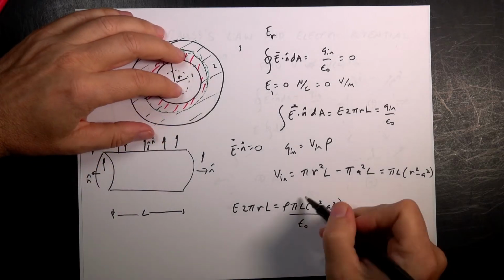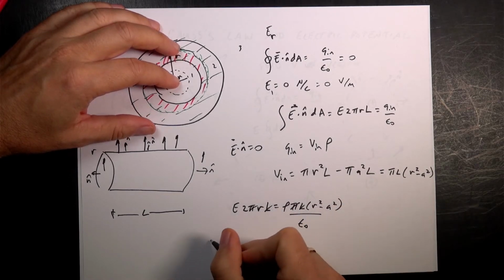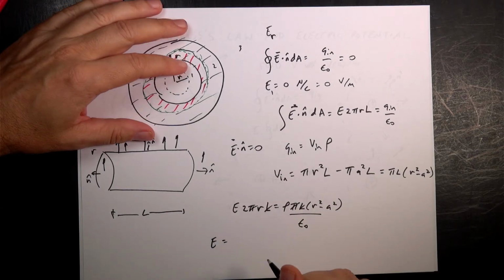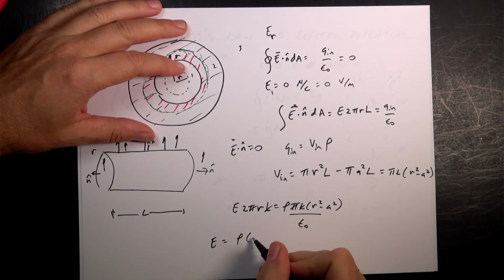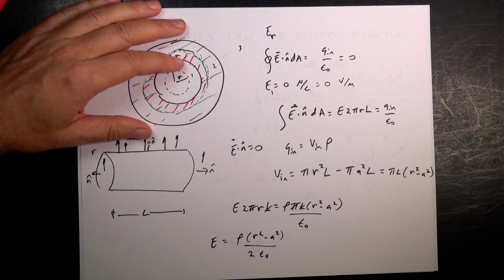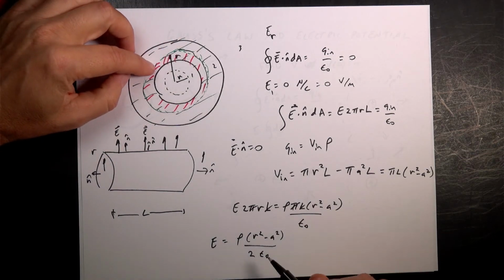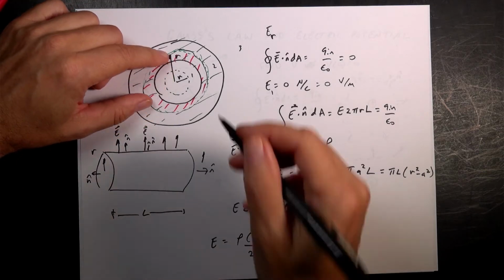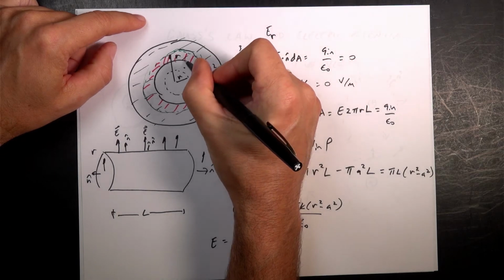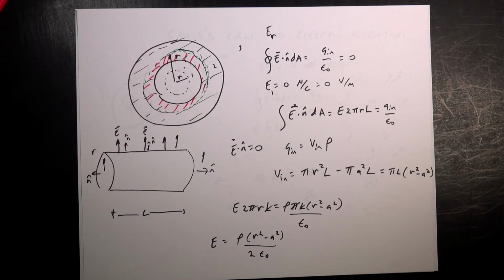Now I can solve this for E, so we get some canceling here. The pi cancels, the L cancels, and I can solve for E. I get E equals rho times r squared minus a squared over 2 epsilon naught. Now let's just check a couple things. Number one, is this electric field at the boundary going to be equal to 0, right? Because I know right here the electric field is 0, so right there it should be 0 too. So if I put in r equals a, I get a squared minus a squared. I do get 0. That's good.